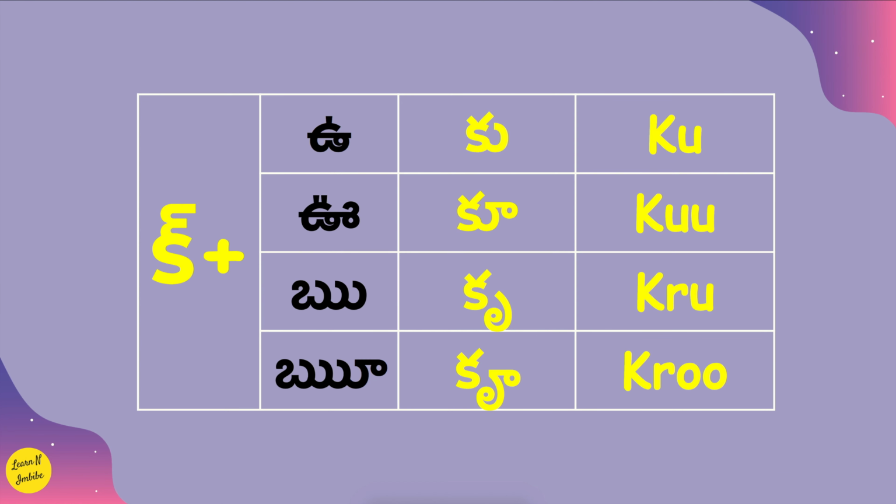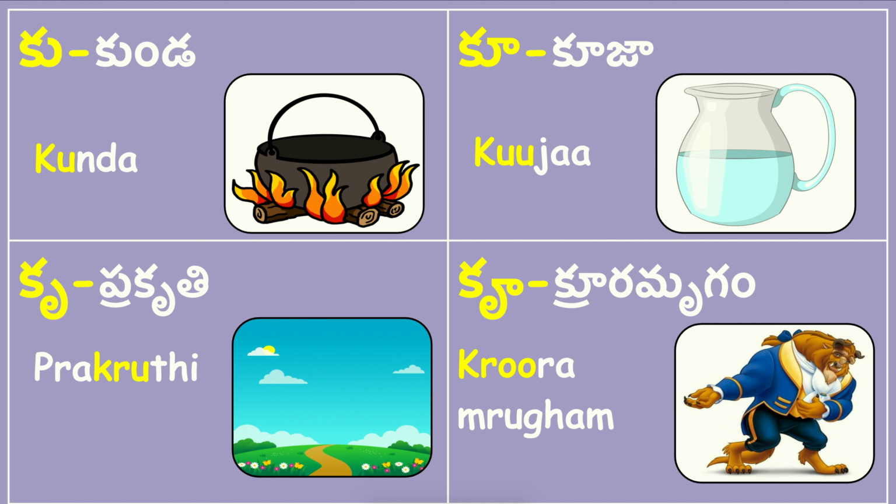Their corresponding examples: kunda, which is a pot. Kuja, which is a jug. Prakruti, which is nature. Krura mrugam, which is a beast.